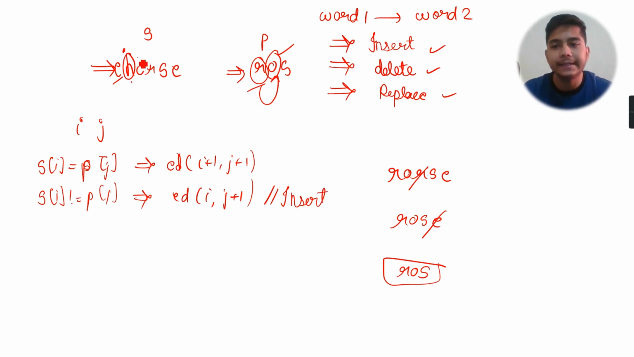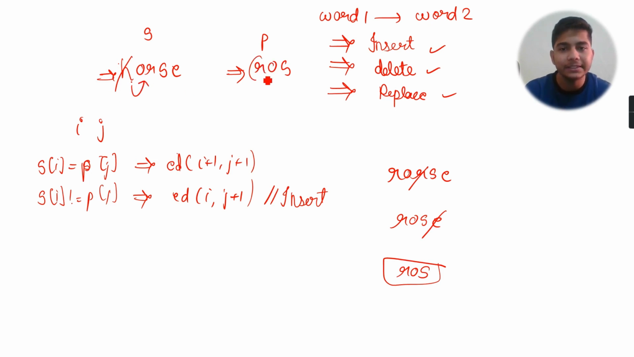Now let's say delete. If I deleted this, won't I be moving further? If I'm deleting this, I will be moving further. But in this case, I was at R. Will I be moving to O? No. Because I have deleted this, and considering I deleted optimally, I deleted it only because they're not equal, so that I can move to the next case. So it will be ed of i plus 1, j.